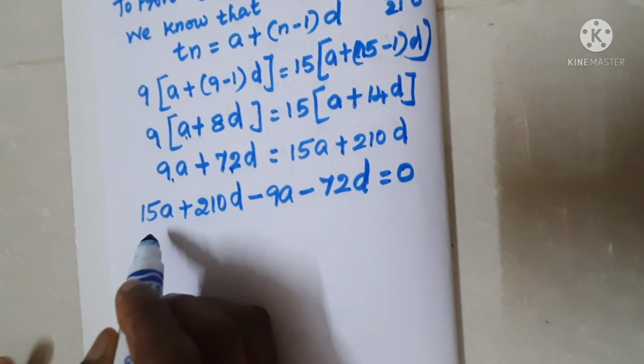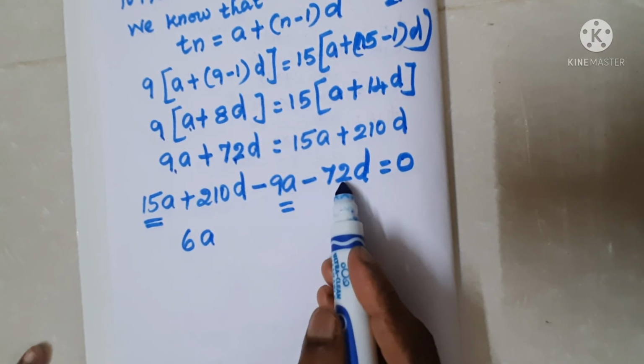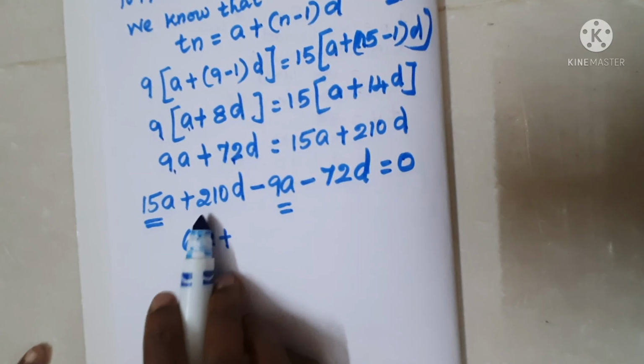Now 15a and 9a, these two are like terms. So the same variable is there, so we can subtract them. 15 minus 9, how much? 6. So 6a. Then 210 minus 72. So 210 minus 72 you subtract, you will get 10 minus 2, so 8. So plus, because the biggest number is in the plus sign.